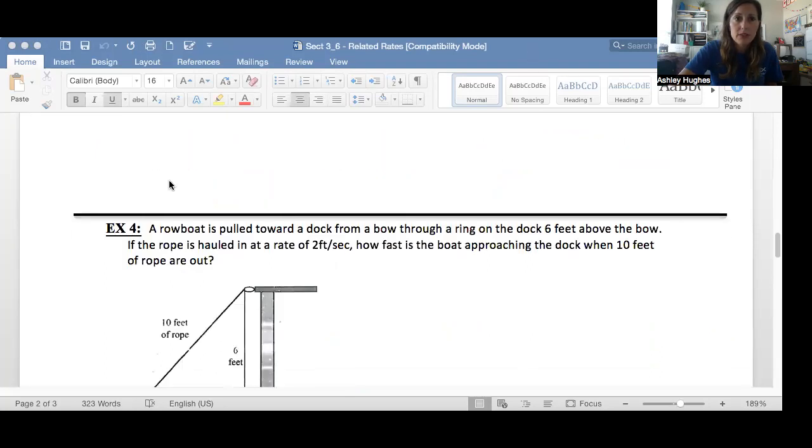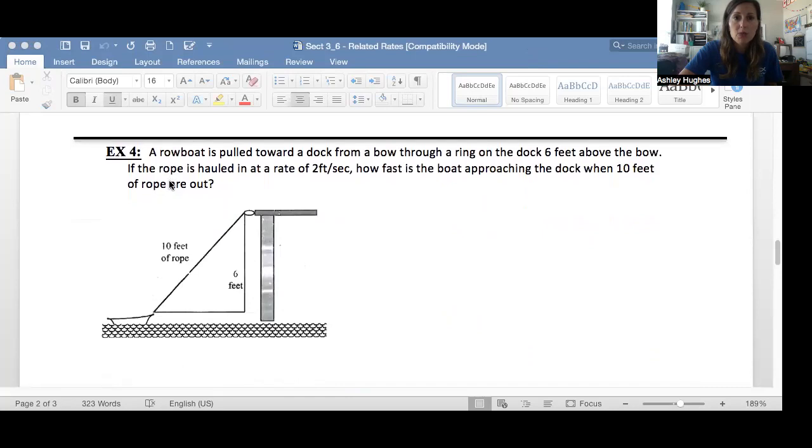Let's move to the next one. A rowboat is being pulled towards a dock from a bow through a ring on the dock 6 feet above the boat. This time they drew a picture for us. If the rowboat is hauled in at a rate of 2 feet per second, how fast is the boat approaching the dock when 10 feet?